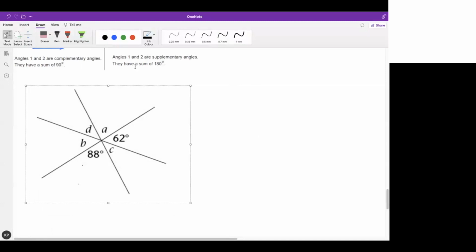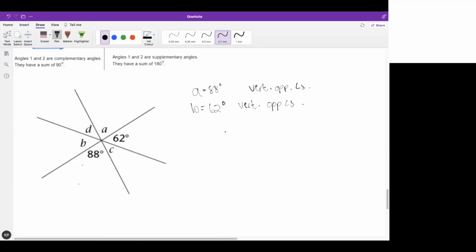Kwezi. So ma'am, for A, it will be 88 degrees, reason being vertically opposite angles. Vertically opposite angles. Okay, thank you. A equals 88 degrees. Can I do B, ma'am? B is equal to 62 degrees. Reason is vertically opposite angles. Vertically opposite angles. Okay.